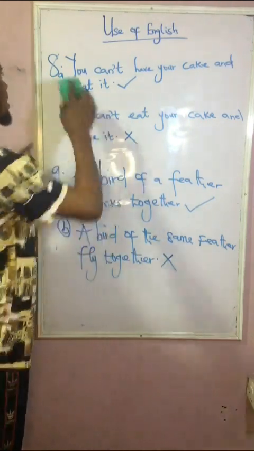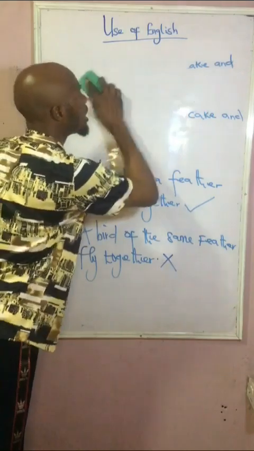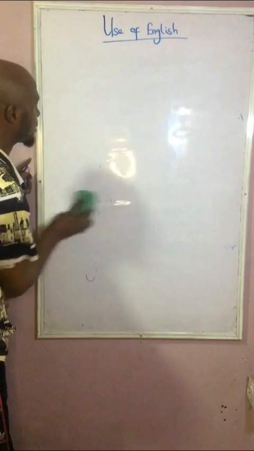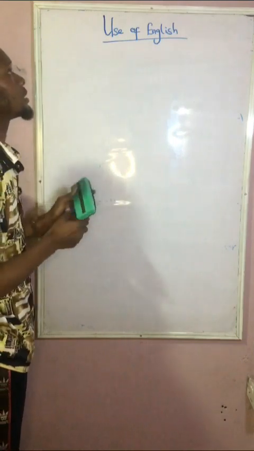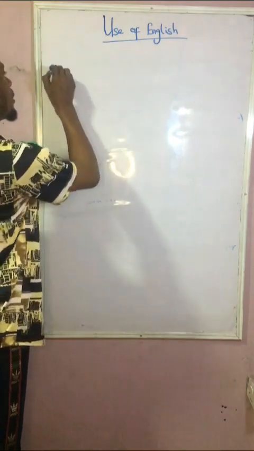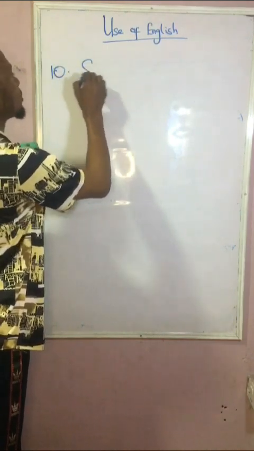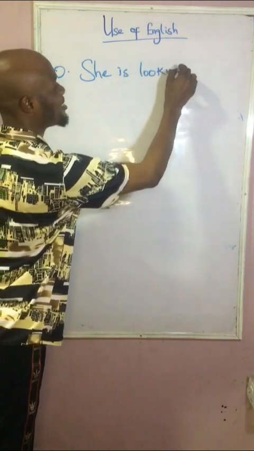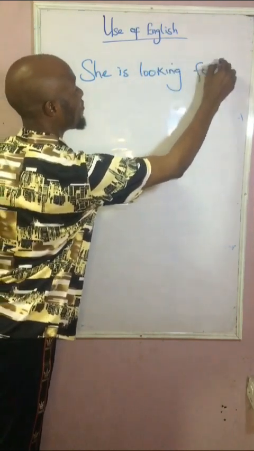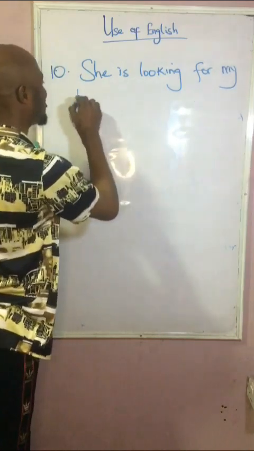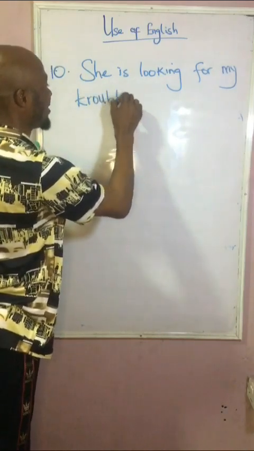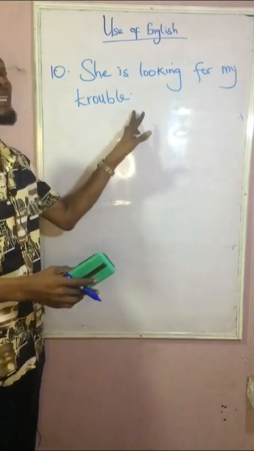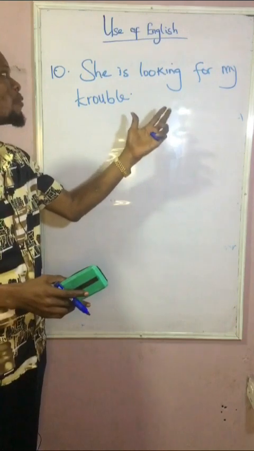And the last sentence for this week is an expression of this form, which is the 10th one. Look at this expression. She is looking for my trouble. I guess at some point in time you are also fond of saying this. She is looking for my trouble.